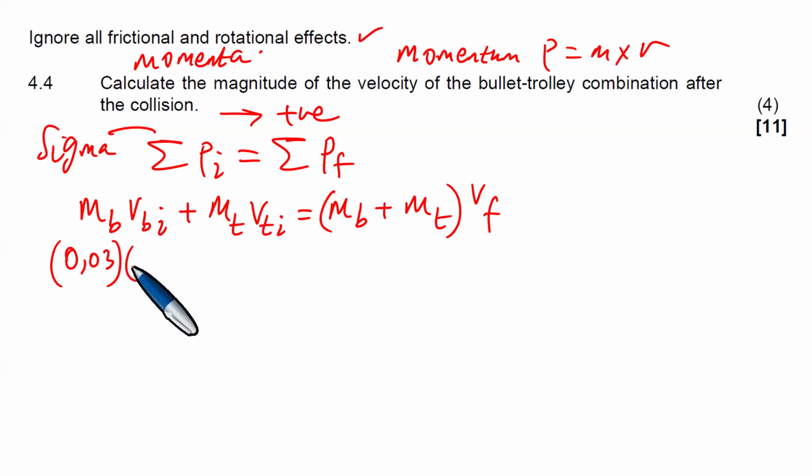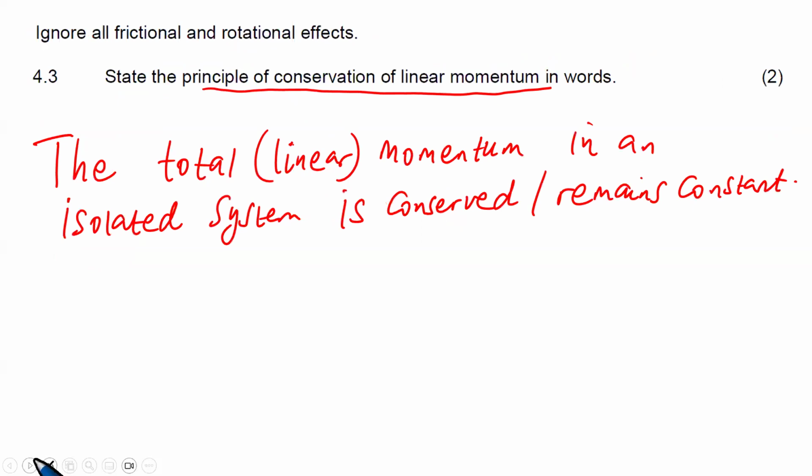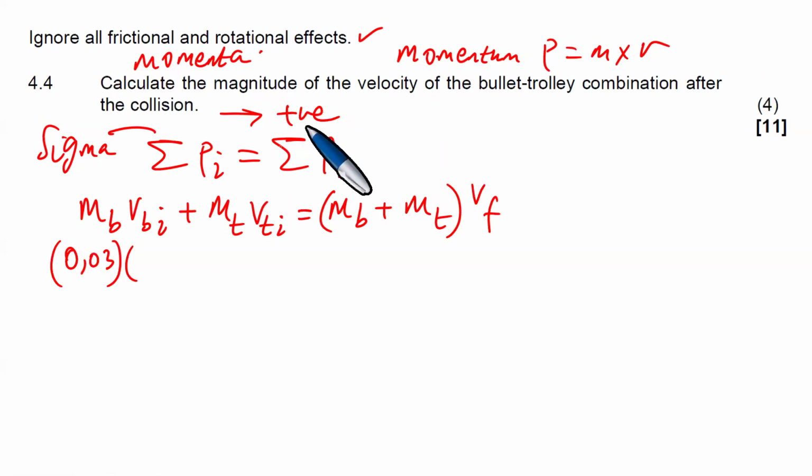And what is the velocity of the bullet? We got the initial velocity of the bullet, and it was 395.58. And we understand that the bullet was moving towards the right. So its velocity is taken as positive. To the right is positive. So it's positive 395.58.